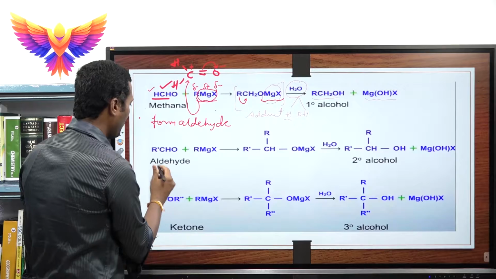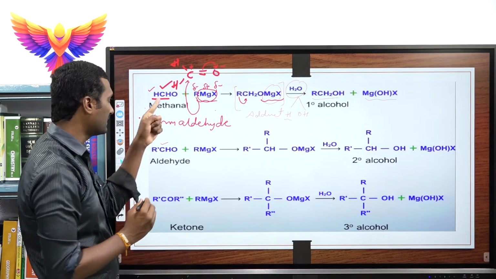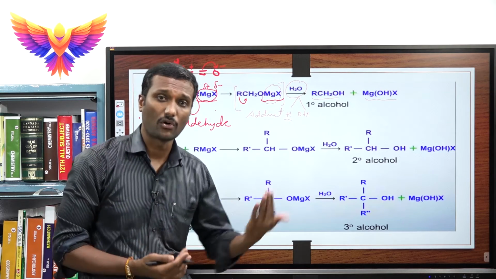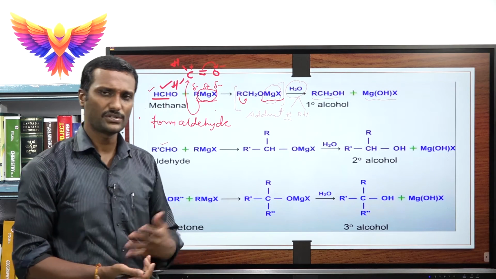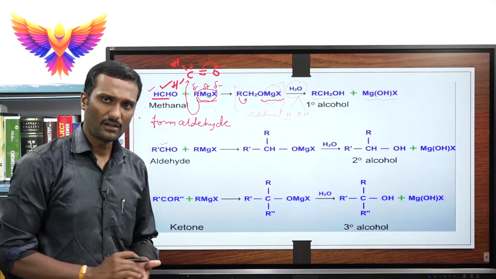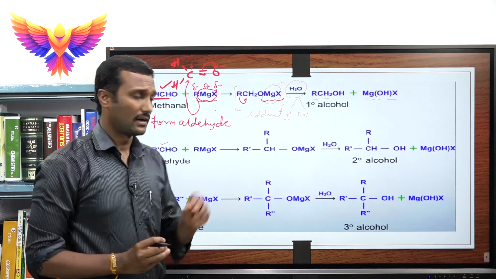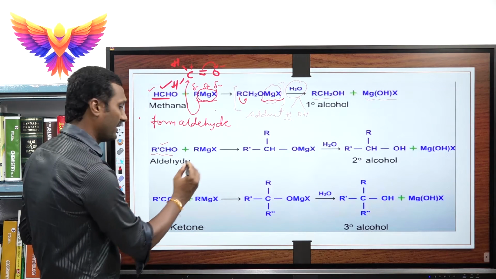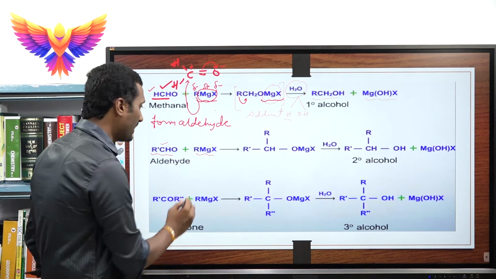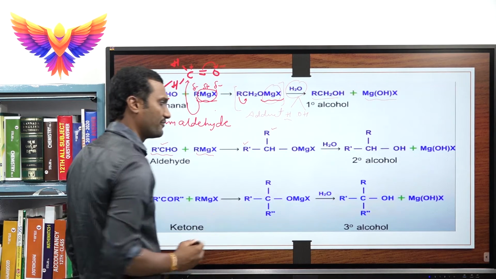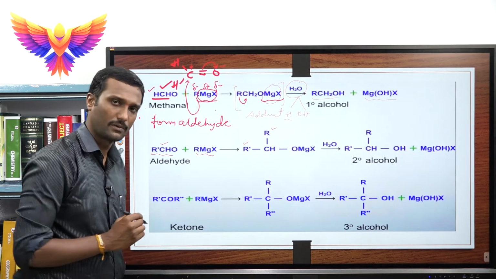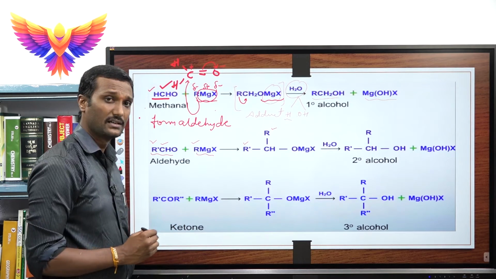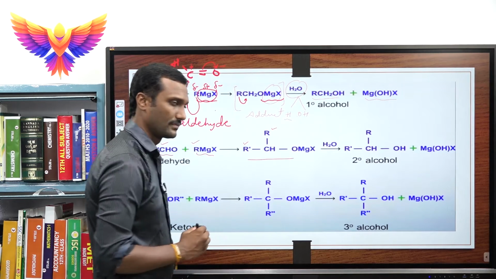So again, now I am taking the second, the same aldehyde group, but other than formaldehyde. Other than formaldehyde, you can take ethanal, propanal, butanal, any aldehyde other than formaldehyde. When it reacts with a Grignard reagent, you can observe there are two alkyl groups attached to the carbonyl carbon. One is from the carbonyl, one is from the Grignard reagent. So this is called the adduct, intermediate.